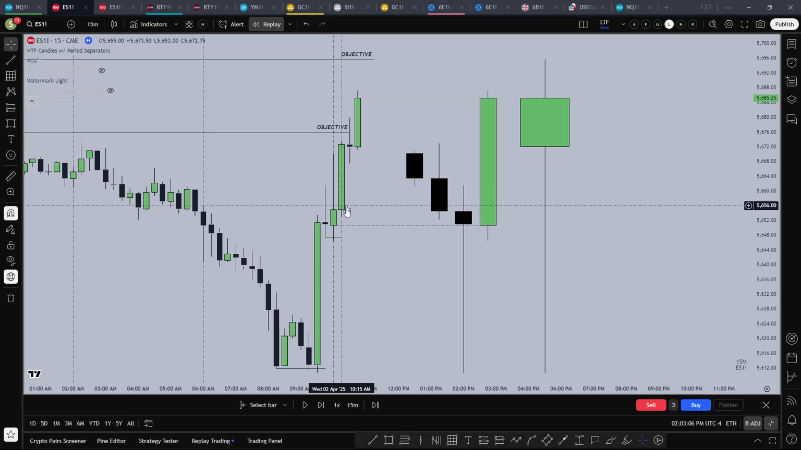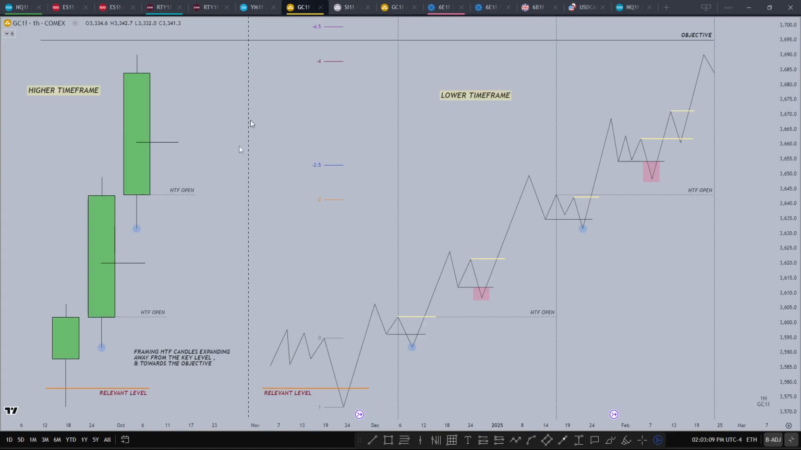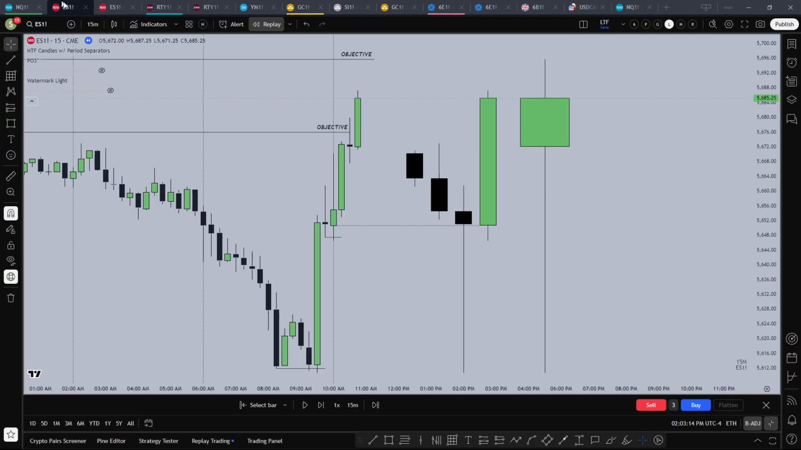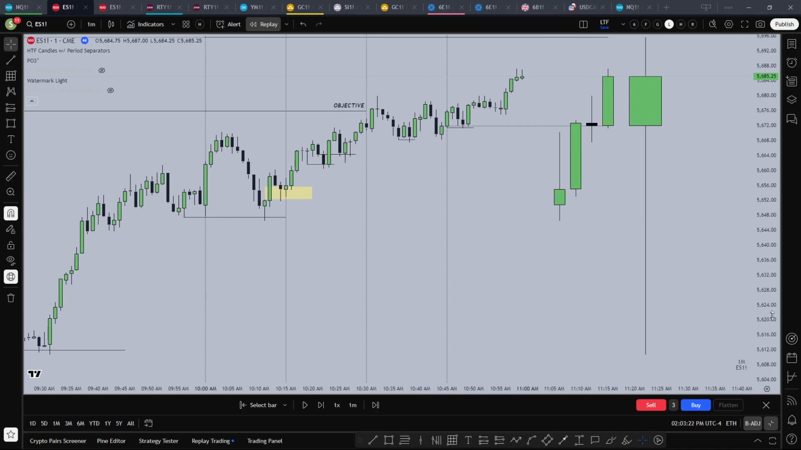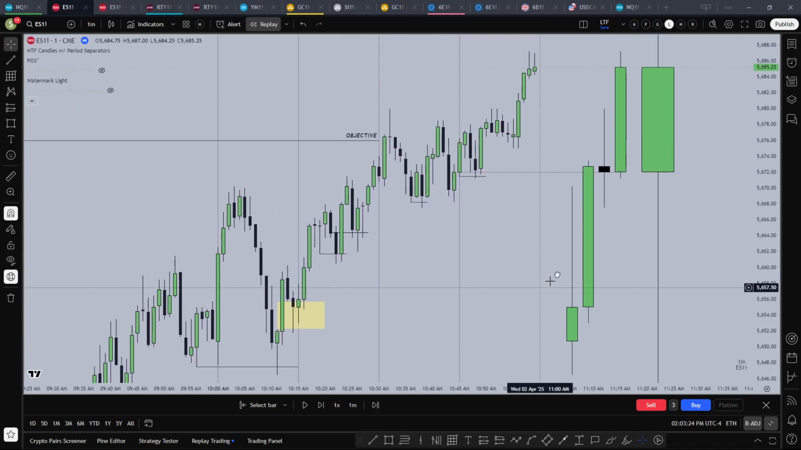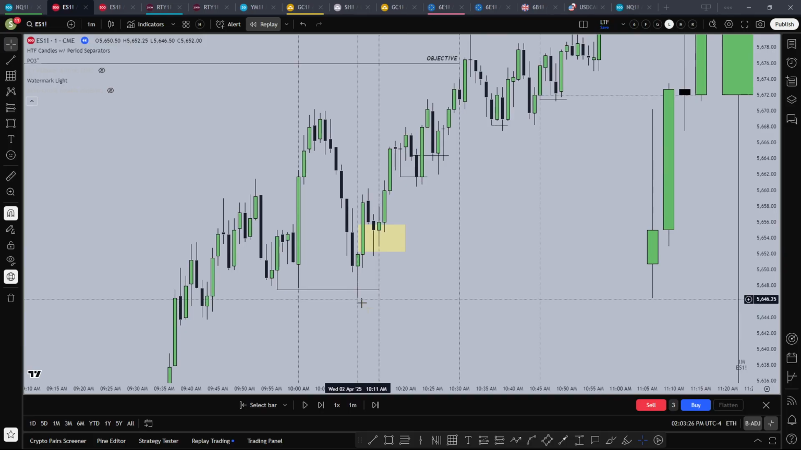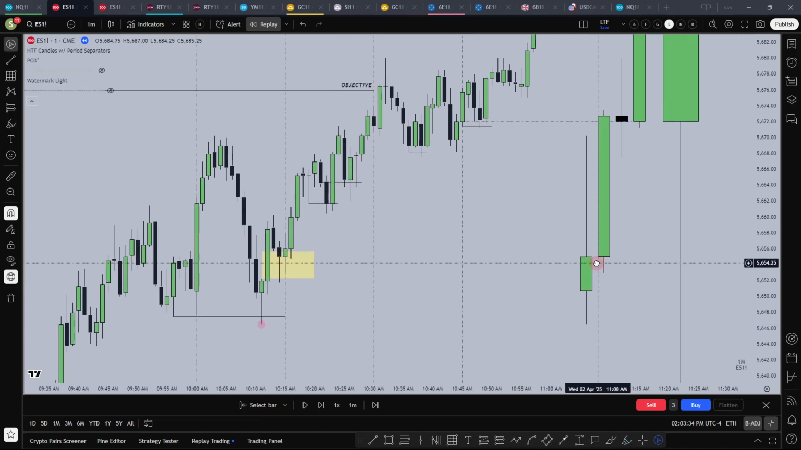Using low time frame. Have an expectation on the high time frame of candles expanding towards an objective, using low time frame to frame them. M15 high time frame using M1 low time frame. So this was the 10:15 candle. Established low below 10 a.m. 10 a.m. open low, established low, displacement away. Now this candle, 10:15.